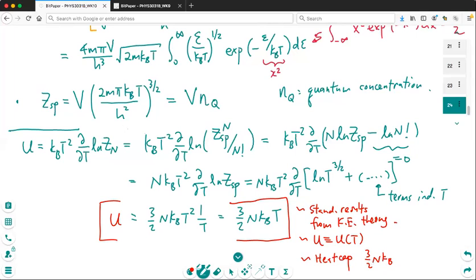Your particle can move along all 3 directions, so you have 3 degrees of freedom, and each one will give you a 1/2 kBT, and you have N particles, and that's this total internal energy. If you take the derivative, you get the heat capacity. Okay, so this is a famous result.